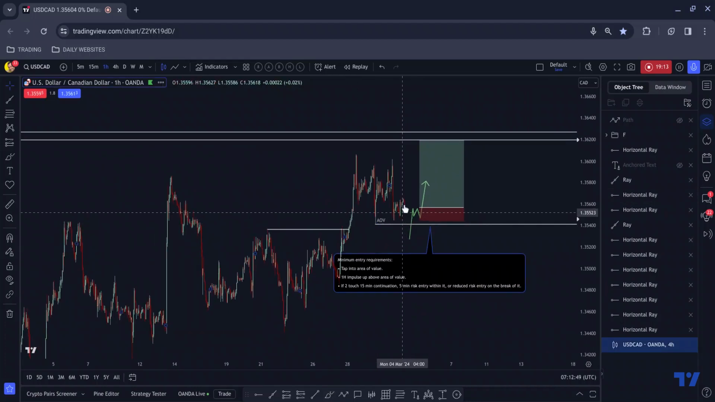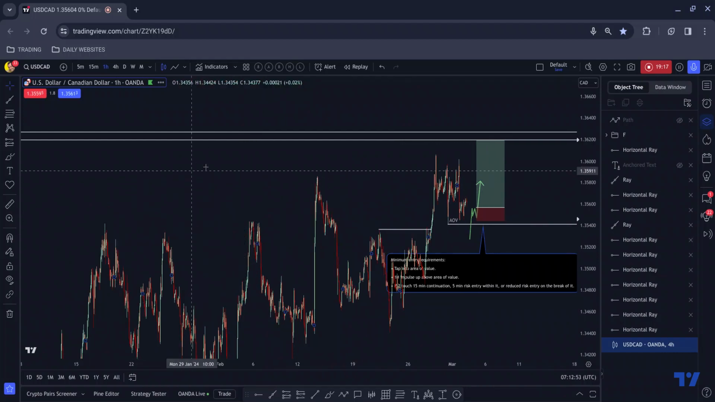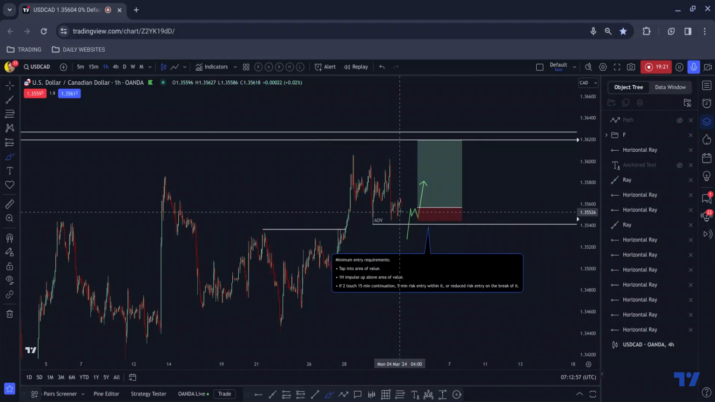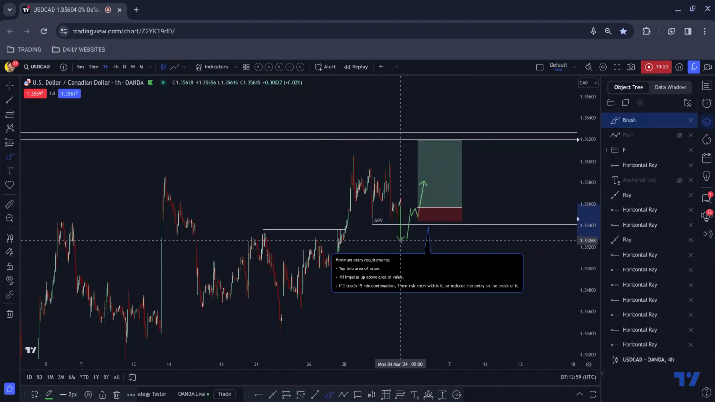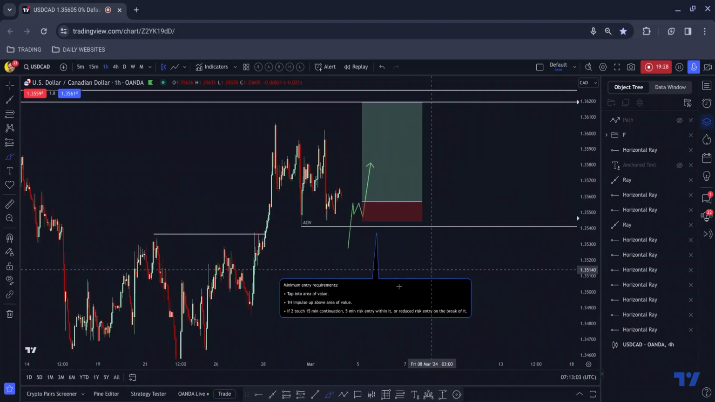And the reason we could drop out is because we do have to remember we do have a kind of 1, 2, 3 touch structure. So it would not look abnormal to me if price just dropped out. Okay, so because it would not look abnormal, I'll not be looking for a 5-minute continuation in this instance. I'll be looking for slightly more weight and a 15-minute continuation, and then I would look to get long with the 5-minute risk entry within it, or a reduced risk entry on the break.